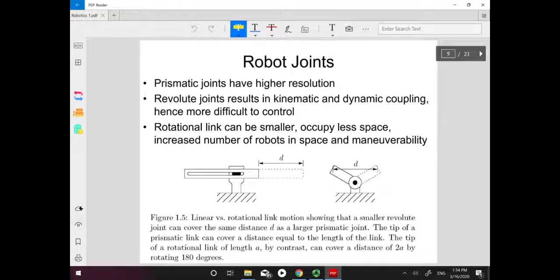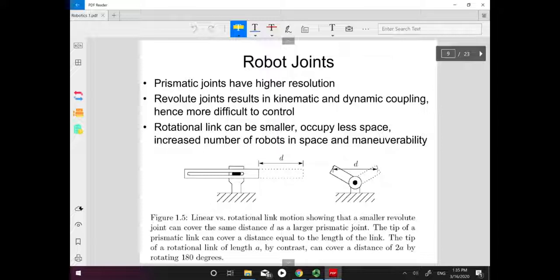Most robots have two types of joints, which we already talked about: revolute joints and prismatic joints. What are the advantages or disadvantages of both? The prismatic joints have higher resolution. For example, here is a prismatic joint. If we want to achieve a motion distance of d, the prismatic joint can move exactly at this d.